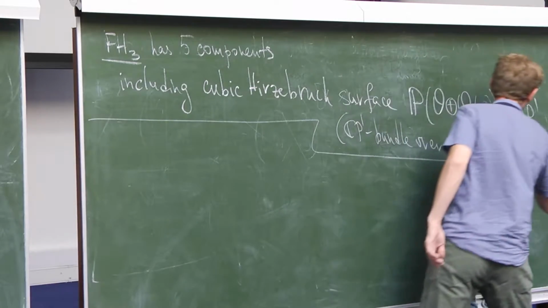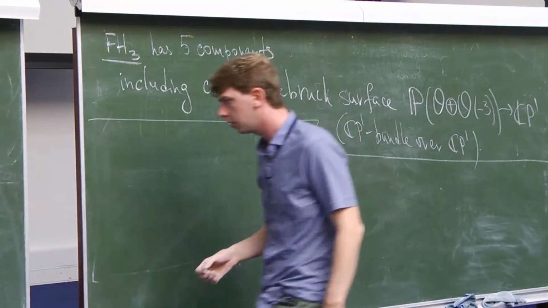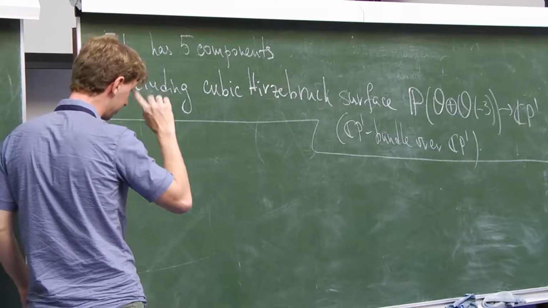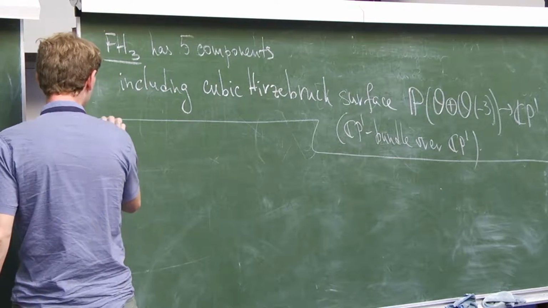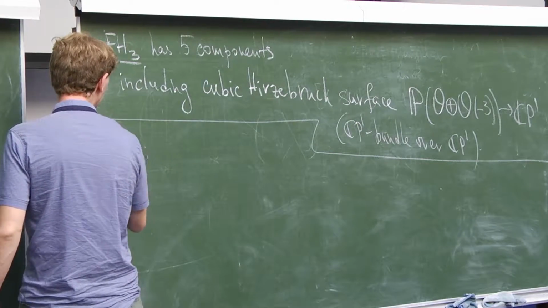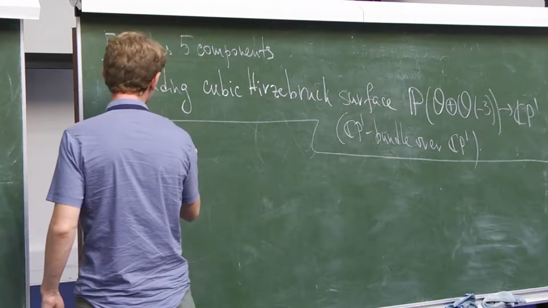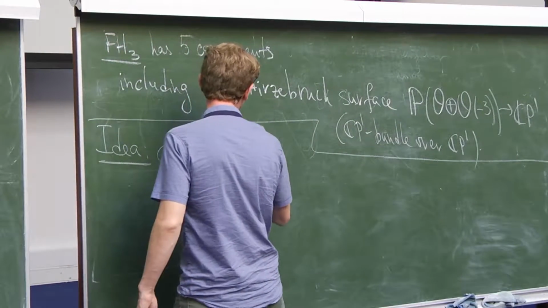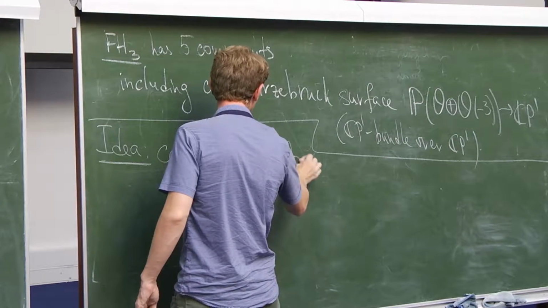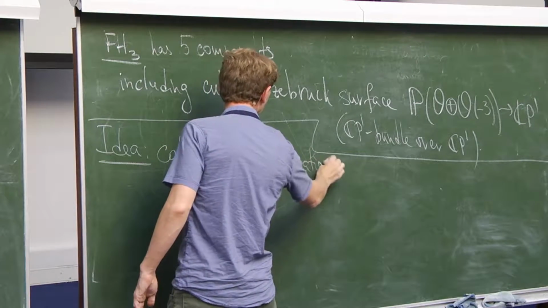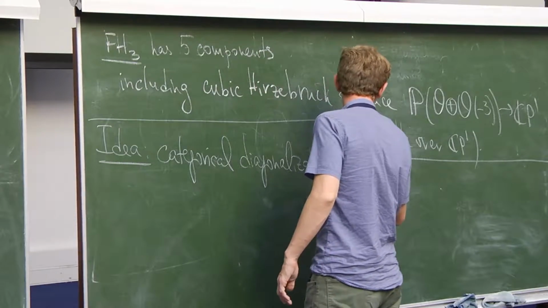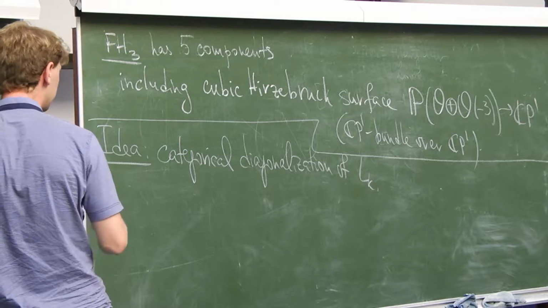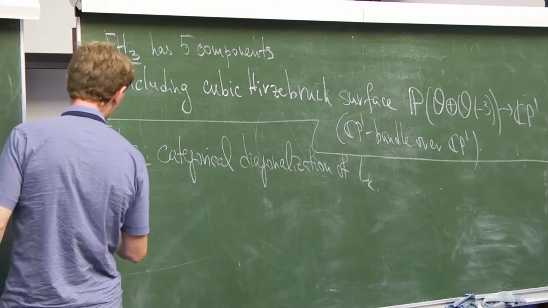So let me just leave this. And now what is the main idea of the construction, and how is it related to quantum topology after all? So the idea is what is called categorical diagonalization. I don't want to explain much about it, I just want to recall the classical fact.